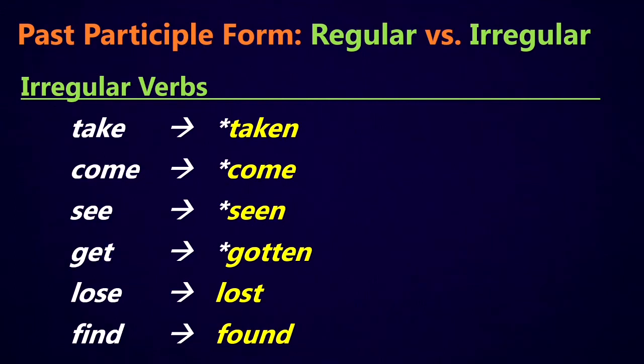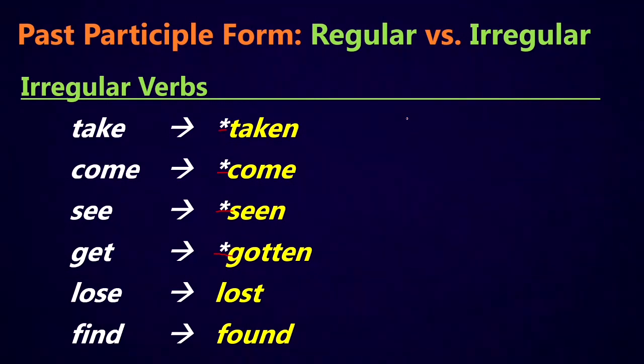Some other irregular verbs are take, which becomes taken, come becomes come. It doesn't change at all. See becomes seen. Get becomes gotten. Lose becomes lost. Find becomes found. And again, the ones with the star here, the asterisk, are ones that are different than their past simple forms.